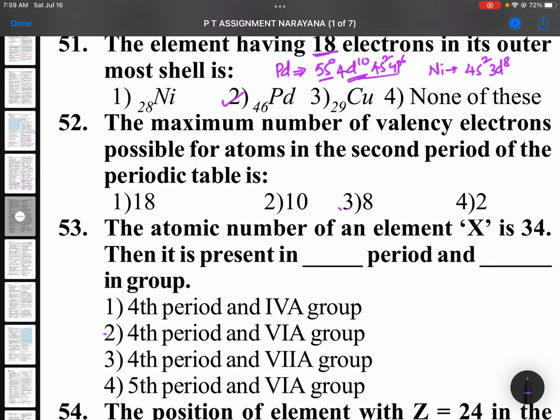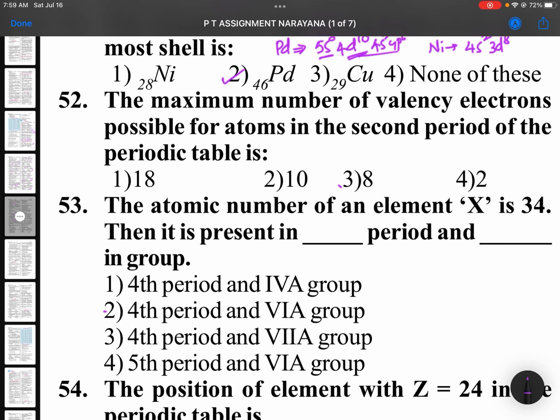The maximum number of valence electrons possible for atoms in the second period of the table is 8. They are lithium, beryllium, boron, carbon, nitrogen, oxygen, fluorine and neon, second period.